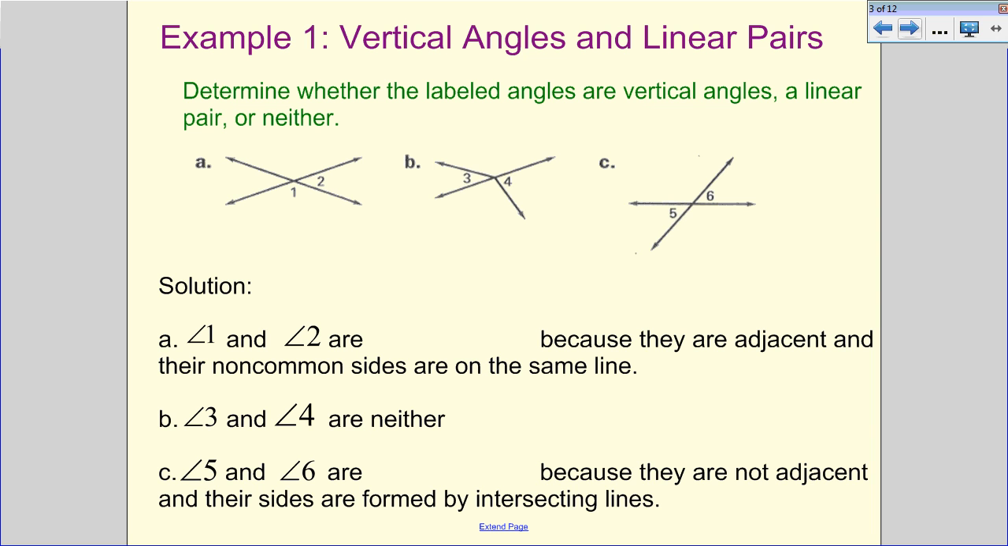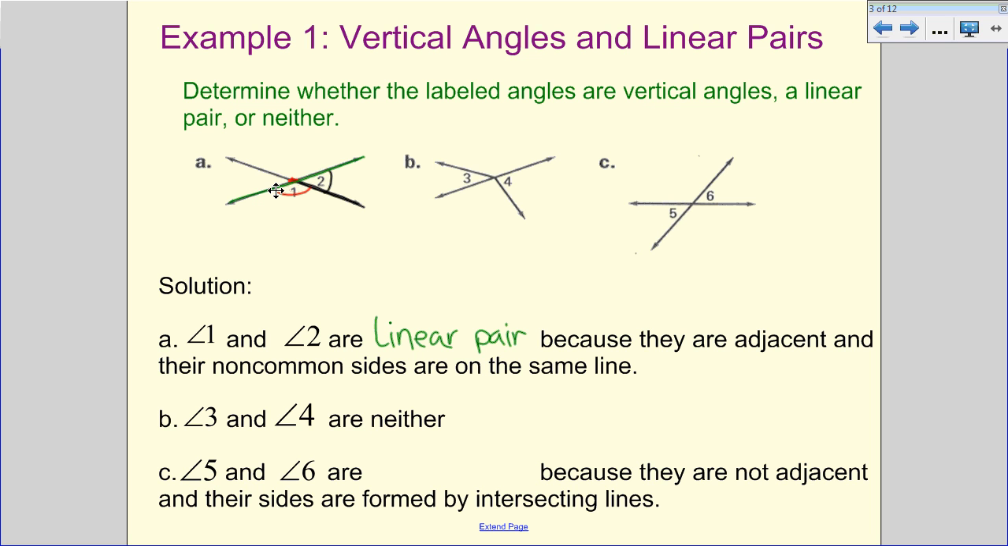All right, so let's take a look at our first example. We need to determine whether the labeled angles are vertical angles, linear pair, or neither. When we look at angle 1 and 2, here's angle 1, here's angle 2. It looks like they have this side. So we know that they're adjacent angles because they have a common vertex and a common side. And here they make a straight line. So we would say angle 1 and angle 2 are a linear pair because they are adjacent and their non-common sides make that straight line.